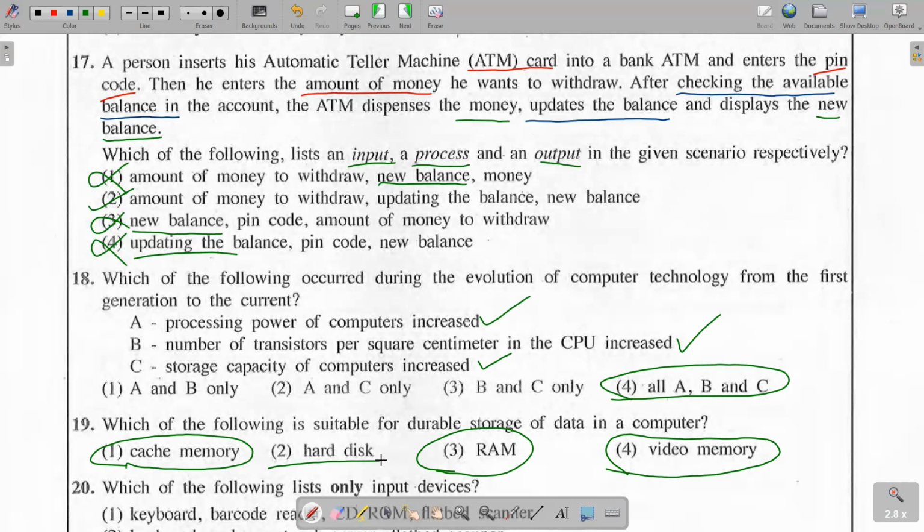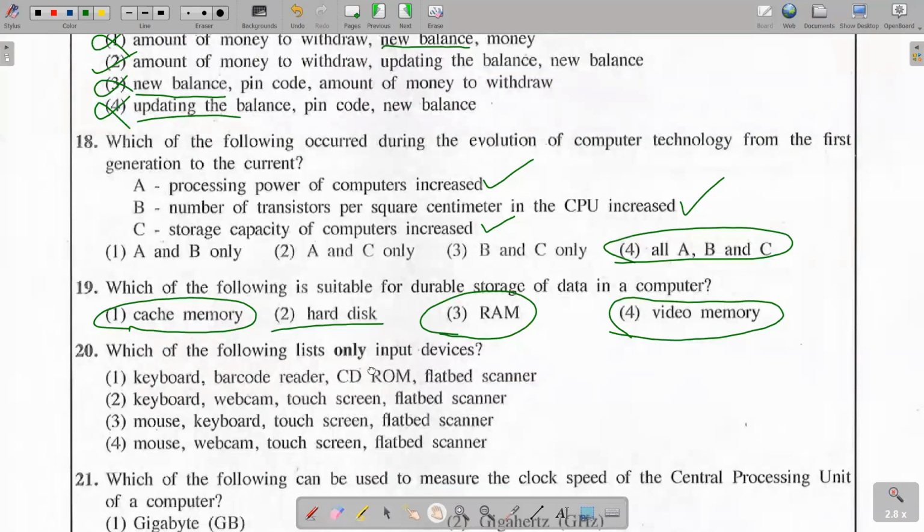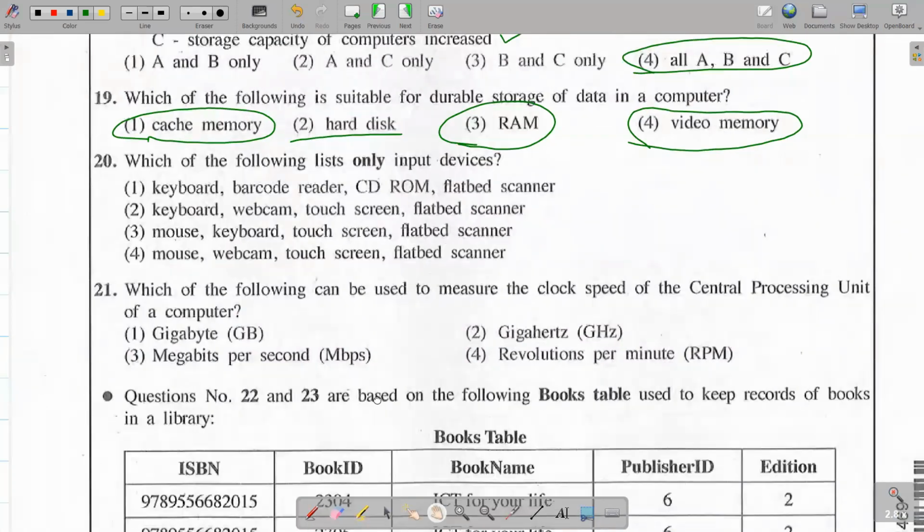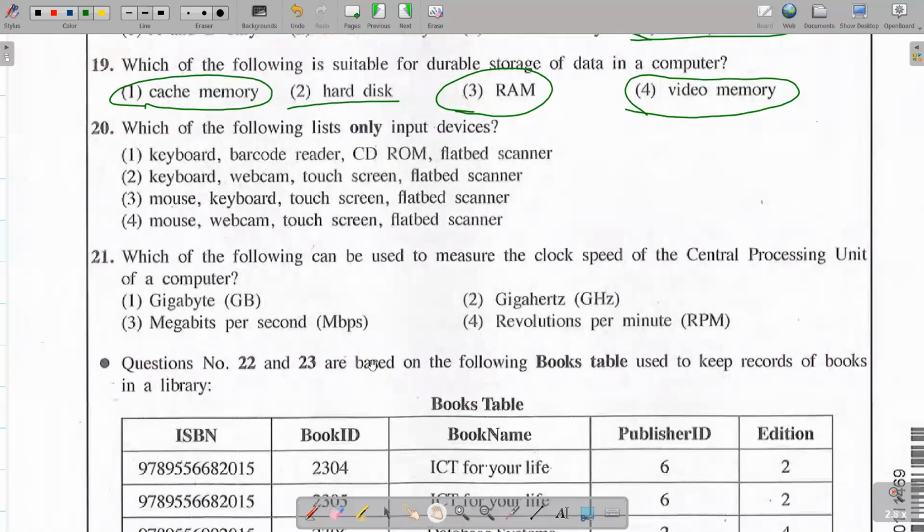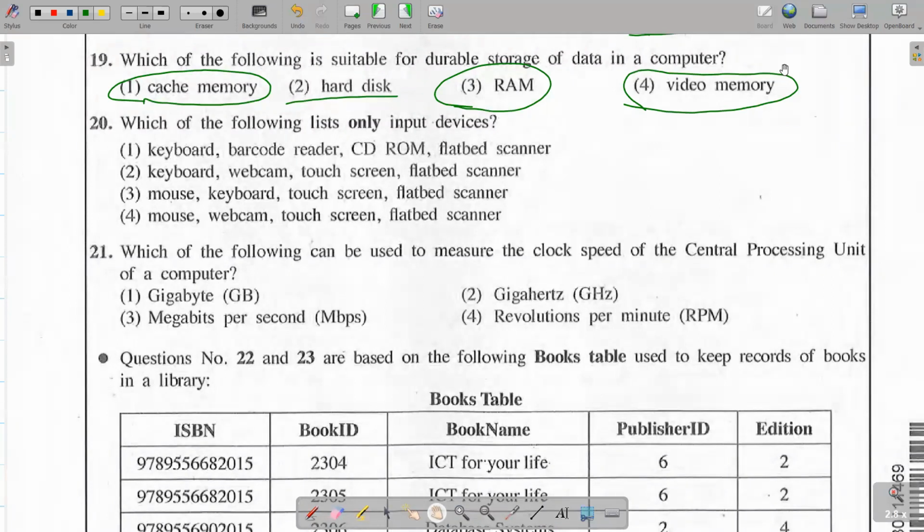It's much better if they ask it as non-volatile, but instead of that, they use the word durable, right? Anyway, the answer goes with the second one.